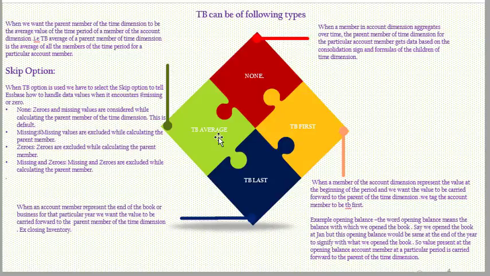Skip option. When a TB option is used, we have to select the skip option to tell Essbase how to handle data values when it encounters #Missing or 0. Skip options are of the following types. Skip none: zeros and missing values are considered while calculating the parent member of the time dimension. This is the default. Skip missing: #Missing values are excluded while calculating the parent member. Skip zeros: zeros are excluded while calculating the parent member. Skip both: missing and zeros are excluded while calculating the parent member.